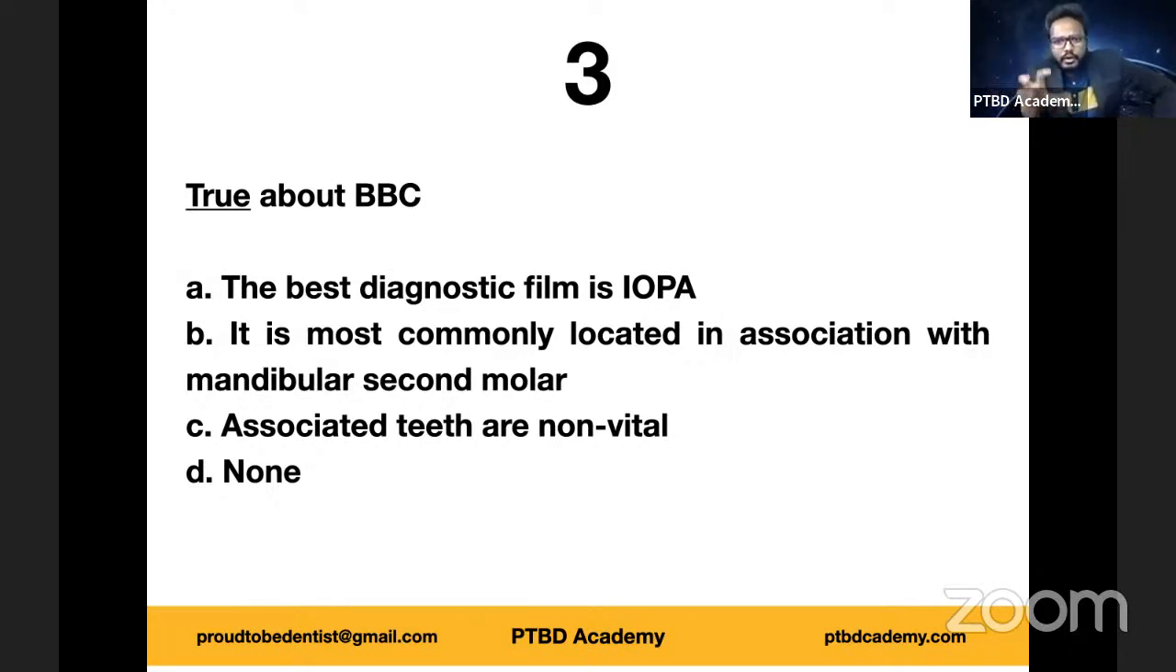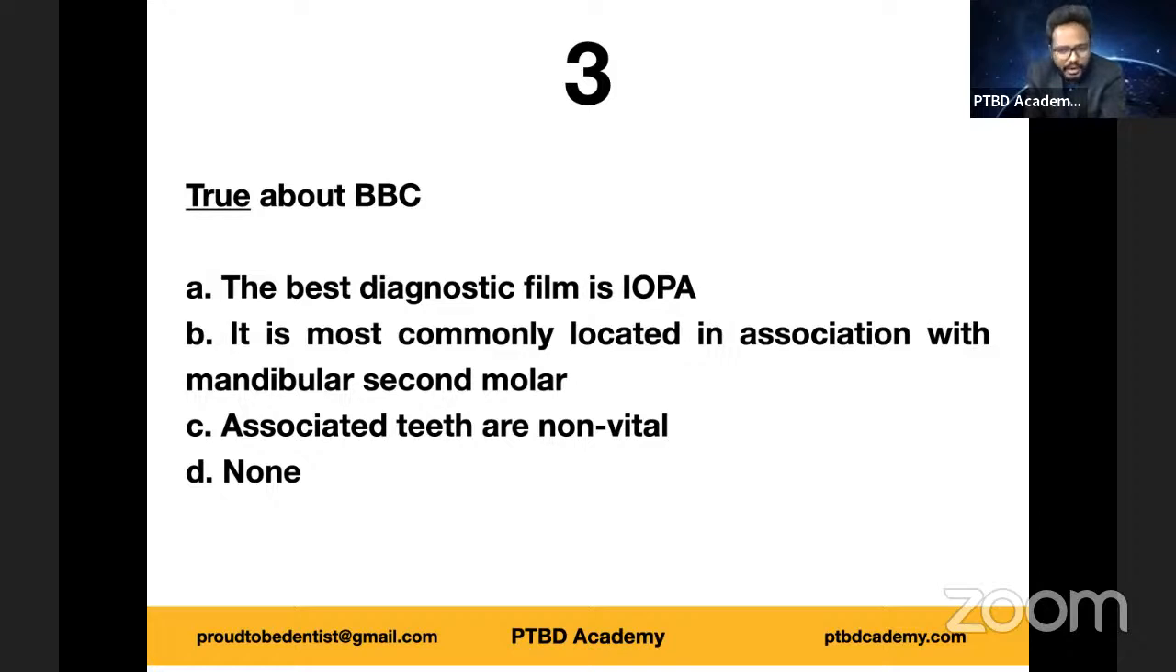Option B, it's most commonly located in association with the mandibular second molar. It's a false statement. It's most commonly located in association with the mandibular first molar, followed by the mandibular second molar. So even option B is false. Associated teeth are non-vital? No, it has nothing to do with pulpal pathology. The pulp remains vital, the pulp remains healthy as usual. So A, B, C are false.